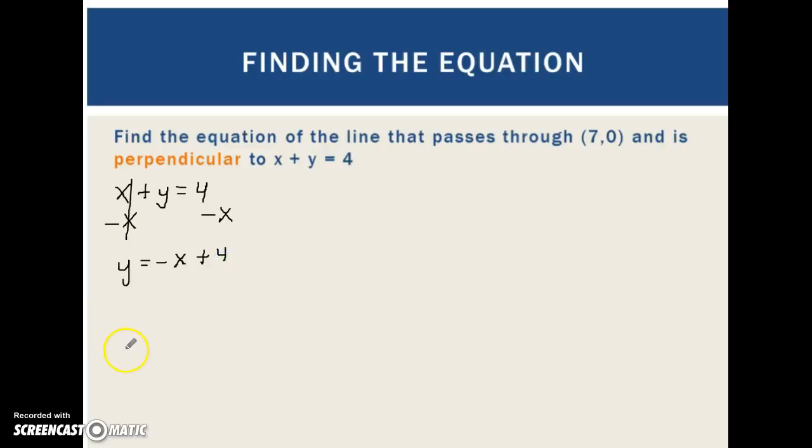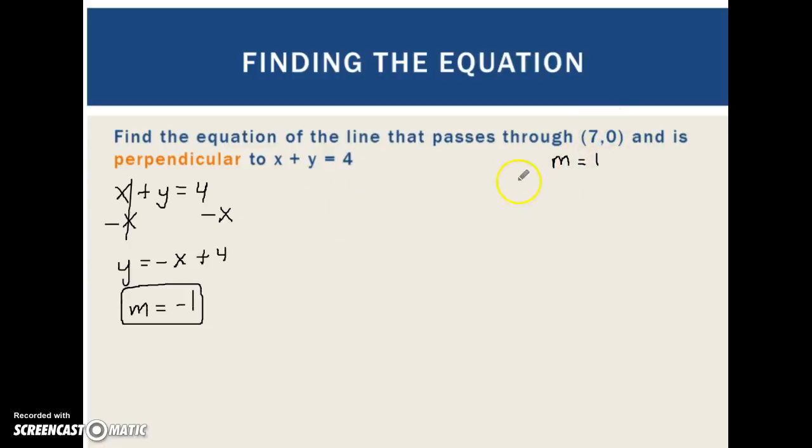So the slope of this equation, slope is the number, the coefficient of x. Since there's no number there, this is actually a 1. So think of this as a minus 1x. So the slope of this equation is a -1. Now we want the slope for our other equation to be perpendicular to this equation. Perpendicular means they are opposite reciprocals. So the opposite of a -1 would be a positive 1, and the reciprocal of 1 is actually just 1. So the equation we want to use has a slope of a positive 1. It's the opposite reciprocal of the given equation.